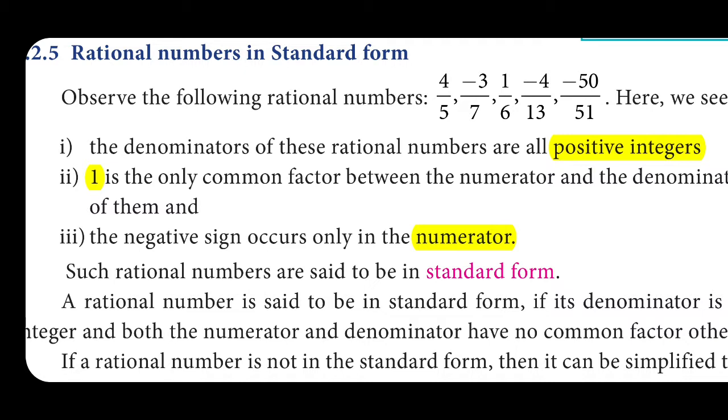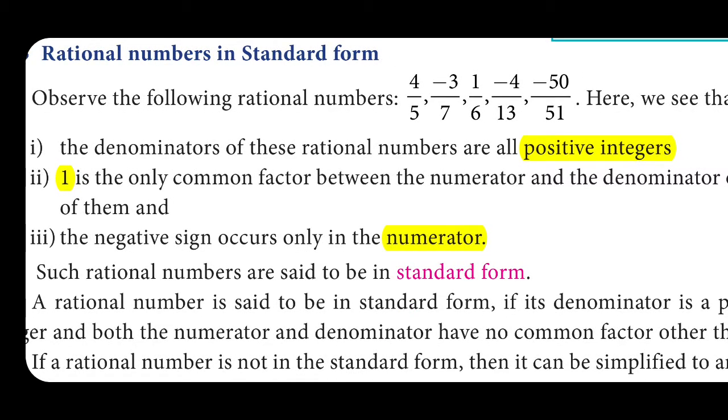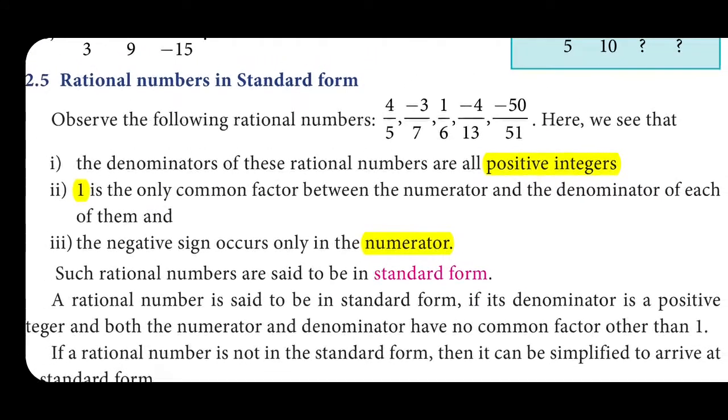If the rational number satisfies these three conditions, then it is said to be in standard form. I repeat, the denominator of the rational number is always positive, and 1 is the only common factor between the numerator and denominator. And if a negative sign comes, it must be in the numerator. You must write it in the numerator. It's called standard form.